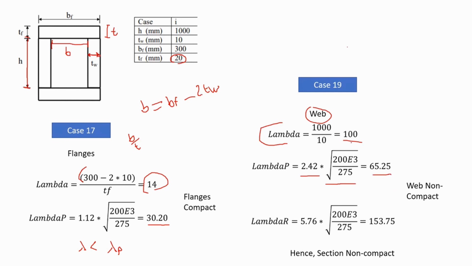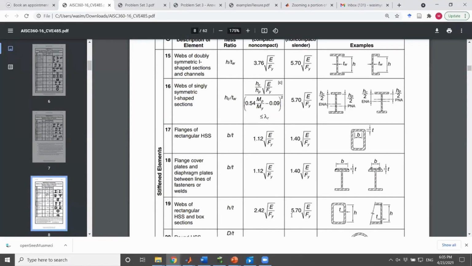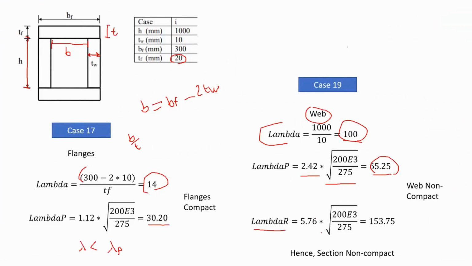Now, obviously, this lambda is bigger than lambda p. But I don't know, is it bigger than lambda r or not? So I have to calculate lambda r now. If we check for lambda r again from the table, lambda r is shown as 5.7 this time. So substitute all the values, and get your lambda r is equal to 153.75. Now, as you can see, your lambda is actually falling in between lambda p and lambda r. And therefore, your section is actually non-compact.